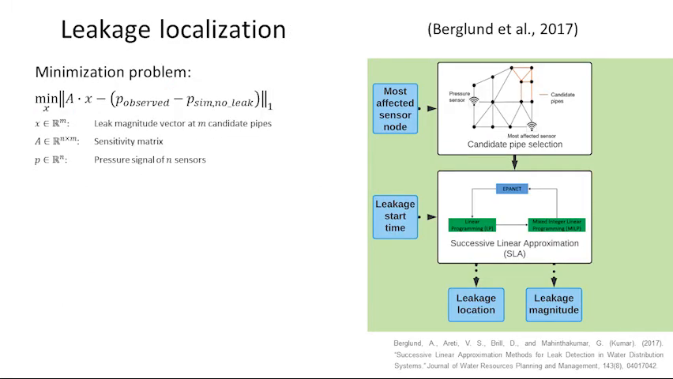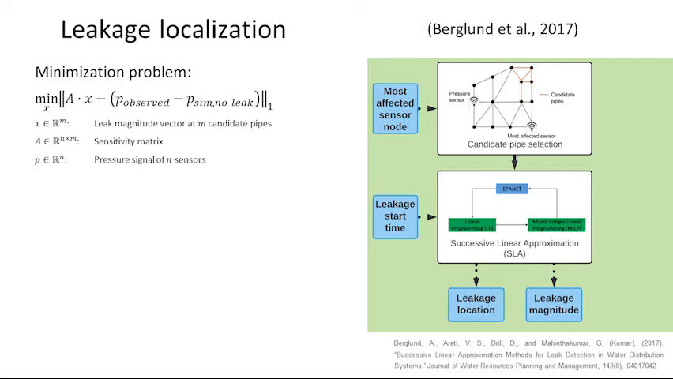The leakage localization method was initially developed and published in 2017 by the NC State team, as shown in the reference on the bottom right. The basis of this method is the formulation of a minimization problem, which describes the pressure difference that occurs due to a leak in a linear form and relating it to the leakage magnitudes.